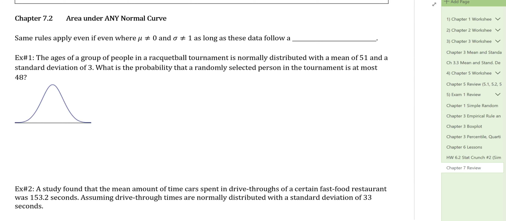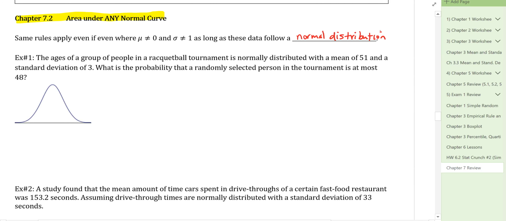Hello, in this lesson, I'm going to review area under any normal curve. That's section 7.2 of your textbook. The same rules apply even where the mean is not 0 and the standard deviation is not 1, but the data have to follow a normal distribution. So let's do some examples.